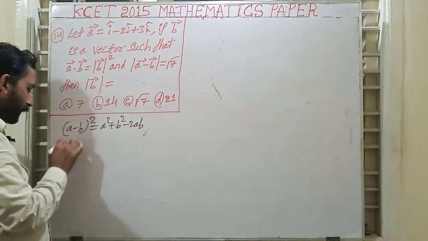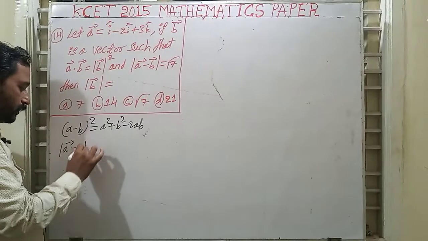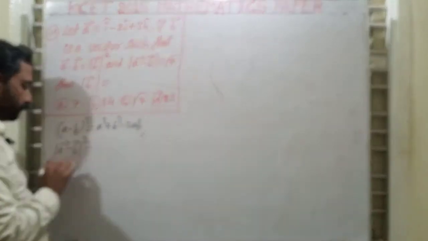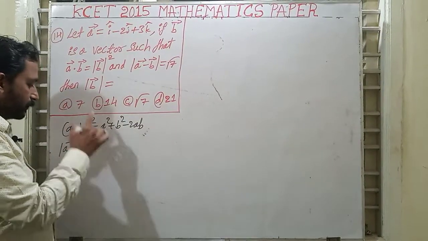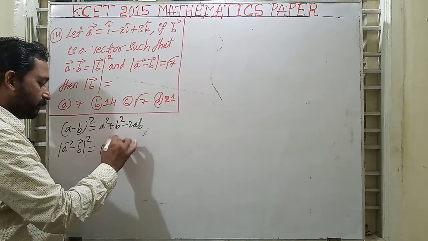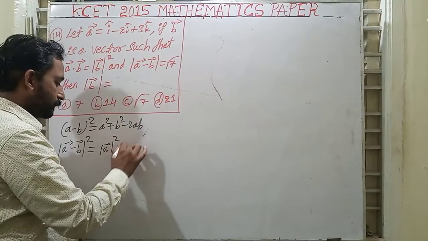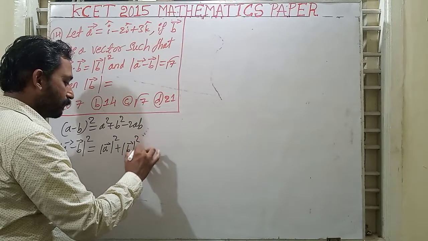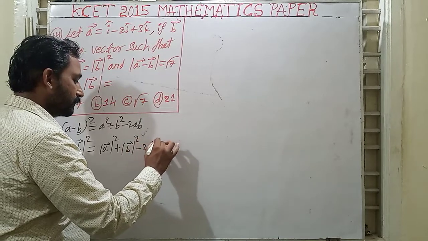Same way we can write magnitude of (a minus b) whole square, that is vector a minus vector b whole square, is equal to magnitude of a whole square plus magnitude of vector b whole square minus 2 into a dot b.